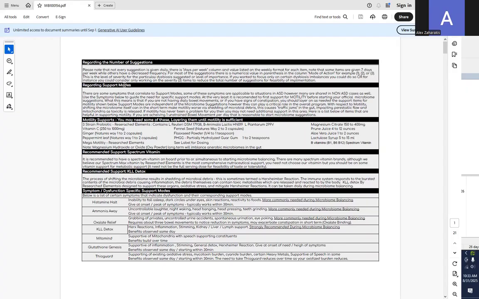We have a product called Mega Motility by Research Elements. It's kind of an all-in-one. If that's something that you want to take a look at, it's not necessarily required. Sometimes deficits in the B vitamins can contribute to that motor complex issue. So we recommend a spectrum vitamin. We have one, but any good spectrum vitamin will be better than nothing and will certainly help out. So that covers the motility stuff.